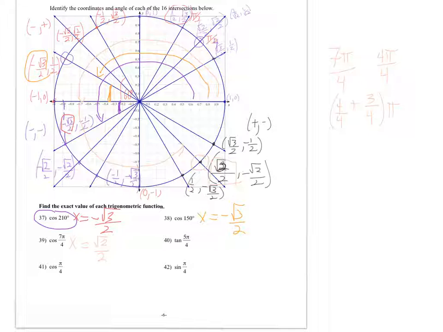Tangent of 5 pi over 4 is the last one I'm going to do. I'm going to switch colors once again, and in doing that, 5 pi over 4 is going to be down here. Tangent is the y divided by the x. So we get negative the square root of 2 over 2 divided by negative the square root of 2 over 2, which happens to be 1 as your answer.